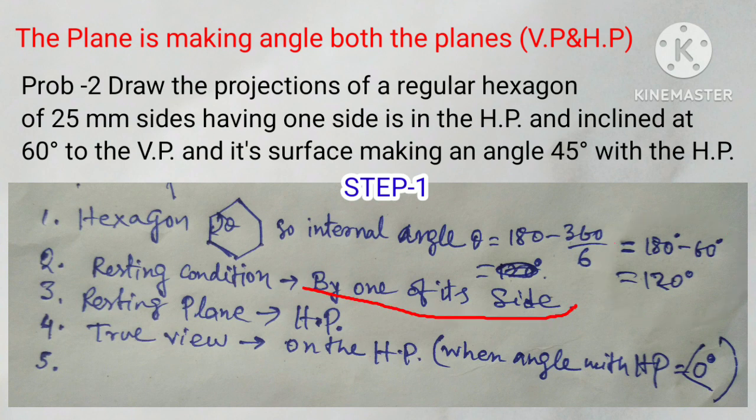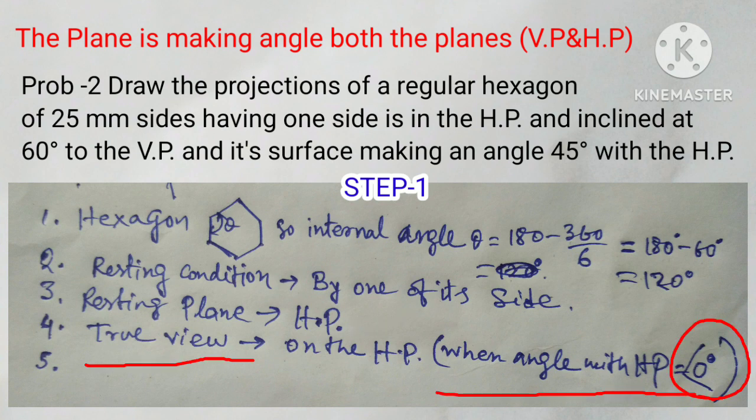Next point is the resting condition. It is very important, and first of all you have to look out whether the polygon is resting by its sides or corner. So here it is resting by one of its sides. The second important thing is that we have to draw first of all the true view of the hexagon. So for the true view we need to know the resting plane. Here we see that the resting plane is the HP. So we get the true view on the HP, when the angle with the HP is 0.